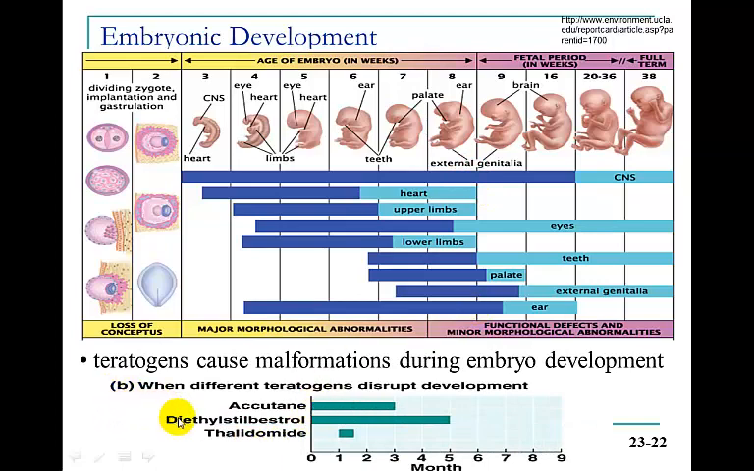A teratogen is something that can cause an embryonic malformation where the embryo won't develop normally. Accutane, a lot of people take Accutane for their acne, and it should never be taken when pregnant because it causes malformation in the development of the embryos. So this is very dangerous when pregnant.